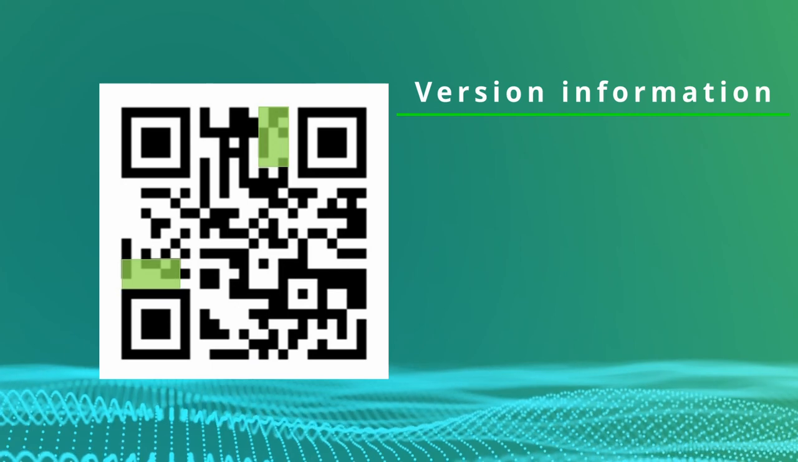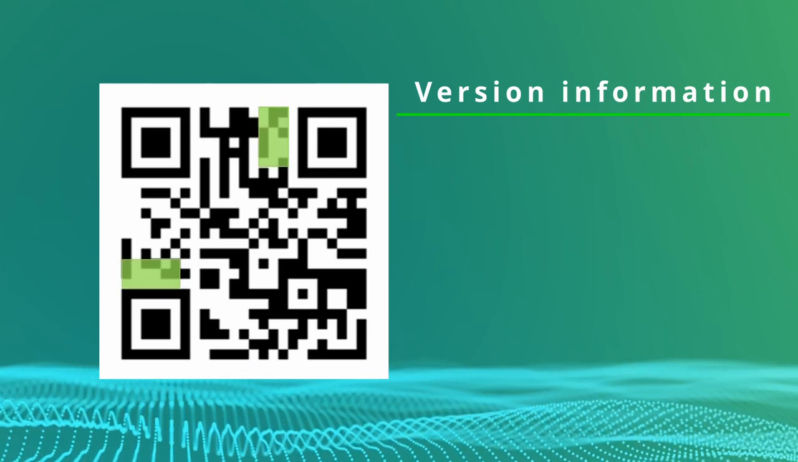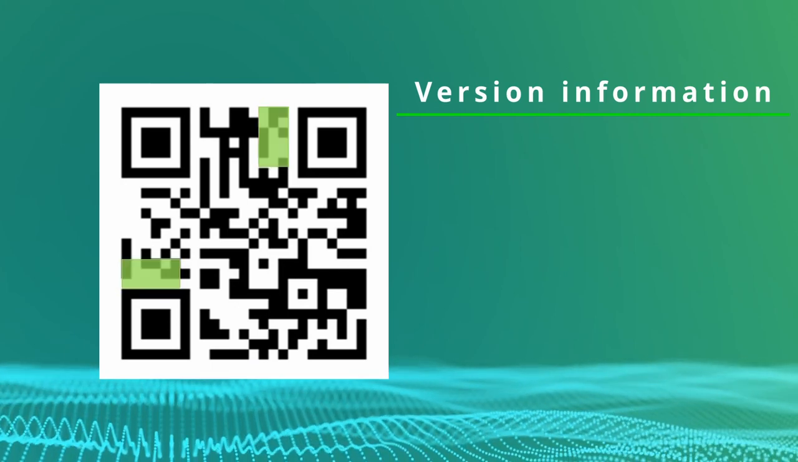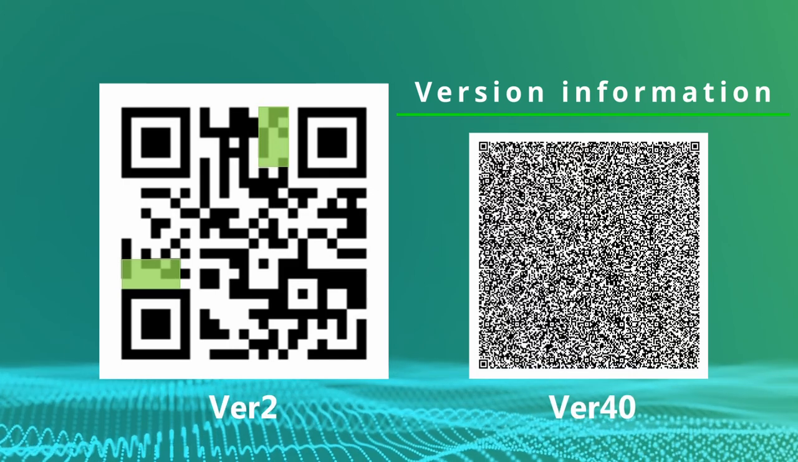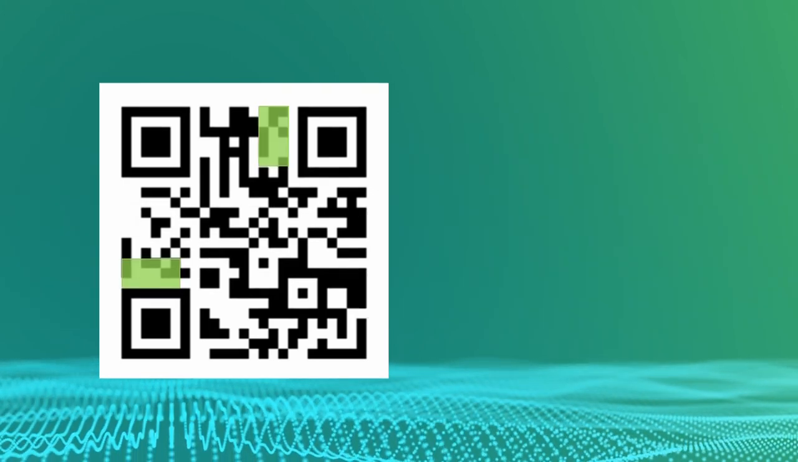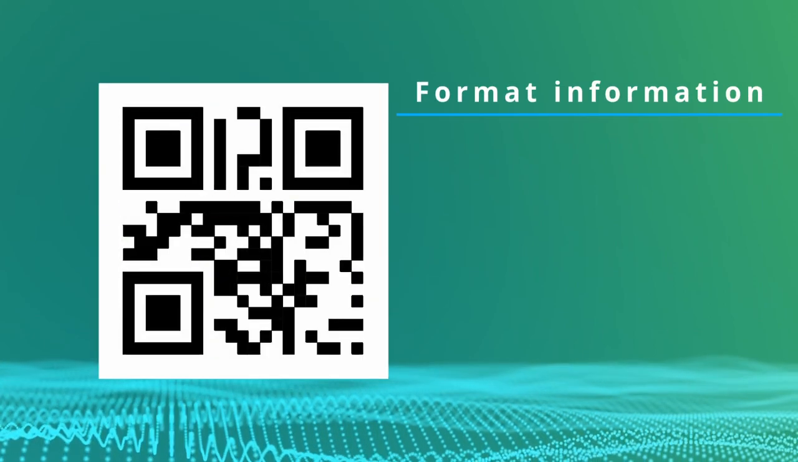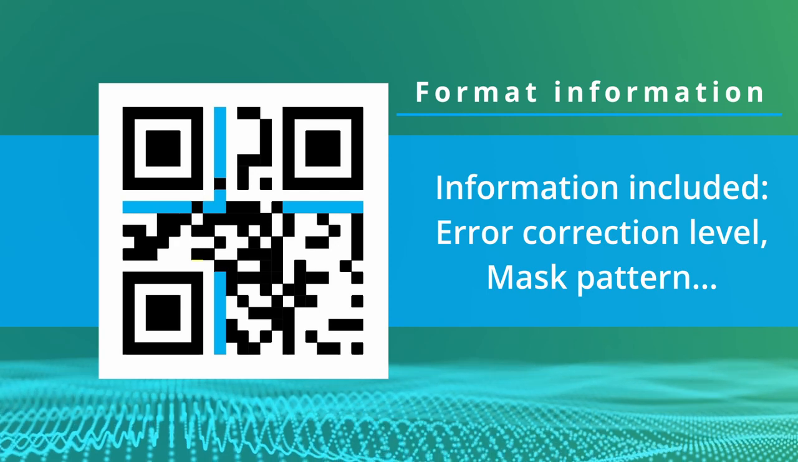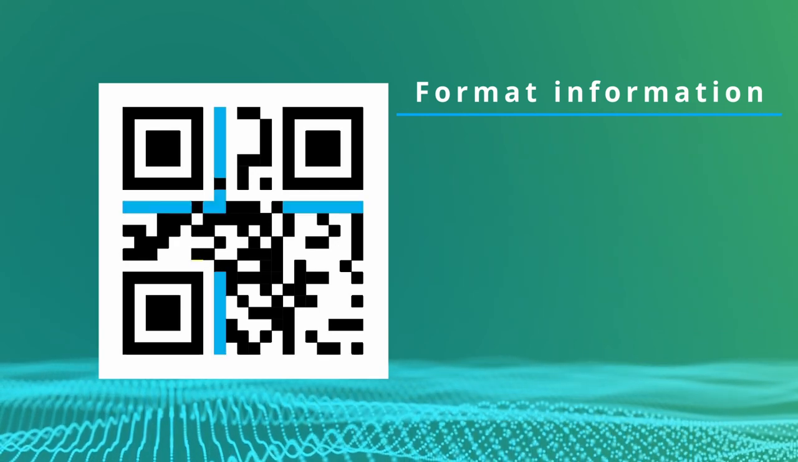Version information. There are 40 versions of QR codes. Version 1 is the smallest, and version 40 is the largest. This region specifies which version is being used. Format information. This region contains information such as error correction level and mask pattern. I will talk about them in a minute.